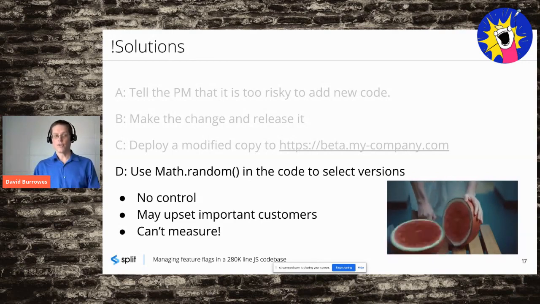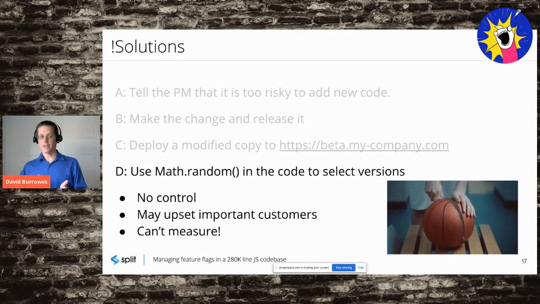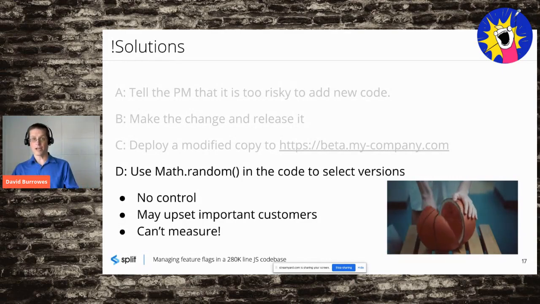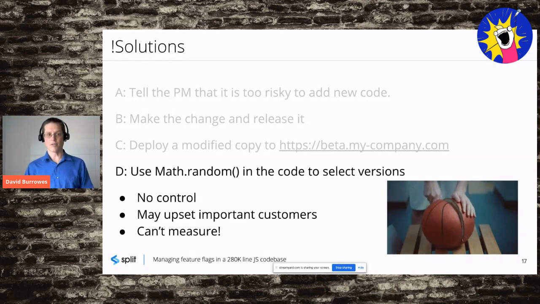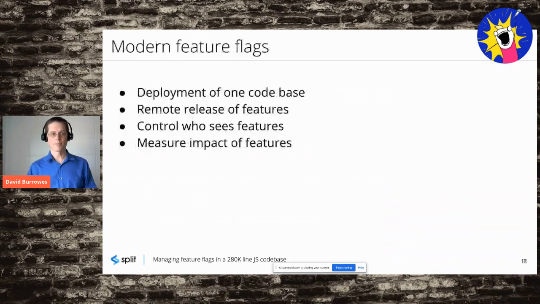In addition, you have no way to measure which of these versions is doing what, because a random number generator is happening on the client. You can't sit back and see which users are seeing which version of your feature, and you're kind of blind to whether this is actually a good feature or not.